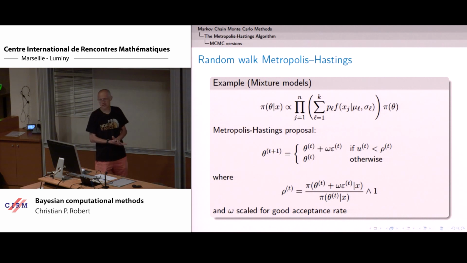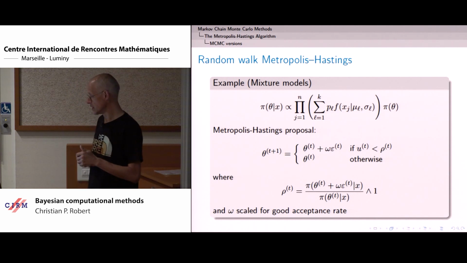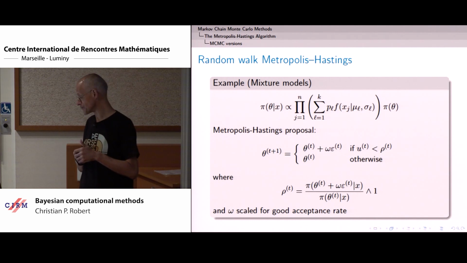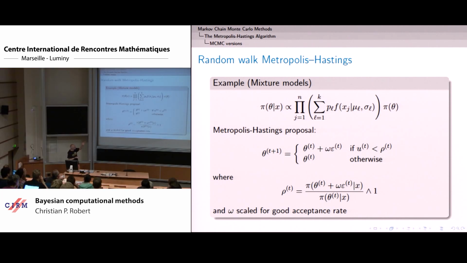But then you can use the method in much more realistic examples as, say, a mixture posterior distribution that Guillaume mentioned yesterday. So if you have a distribution on theta that is of that format, that you can consider as a complex distribution, well, you can move all the parameters of that mixture according to a random walk. A very simple one, well, you should actually scale the noise by a scale omega, so that you move with a large enough frequency.